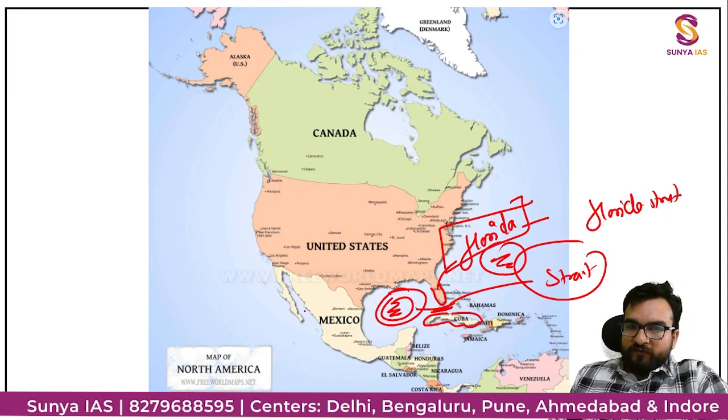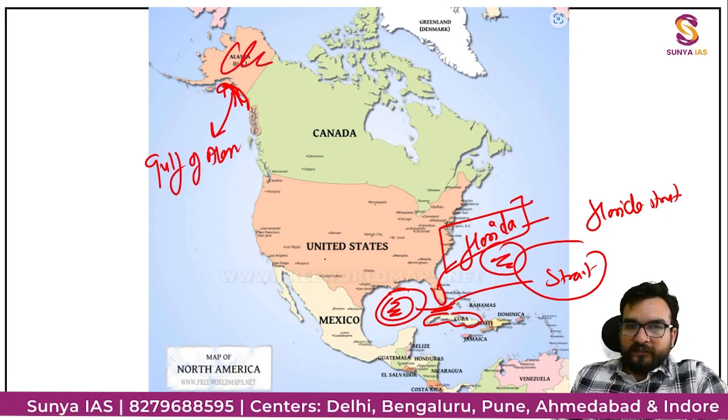Then over here you will find this particular Baja Peninsula. This is also one more thing. This is Gulf of California, because this particular whole state is California state, right? So here you will find Gulf of California. Over here, are you seeing something? This is your Gulf of Alaska, because this is Alaska state.